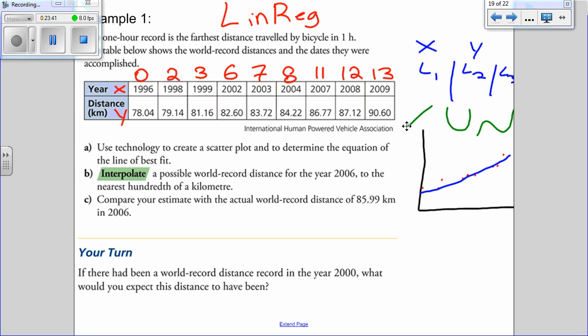When I hit enter, my calculator brings up a whole bunch of stuff. It spins right back to the top. It says y equals ax plus b. That's the first thing it says. That's our general form for a linear equation. The next thing it says is a equals 0.858858. It's a crazy decimal. We'll leave it at that. And then it says b equals 77.79.